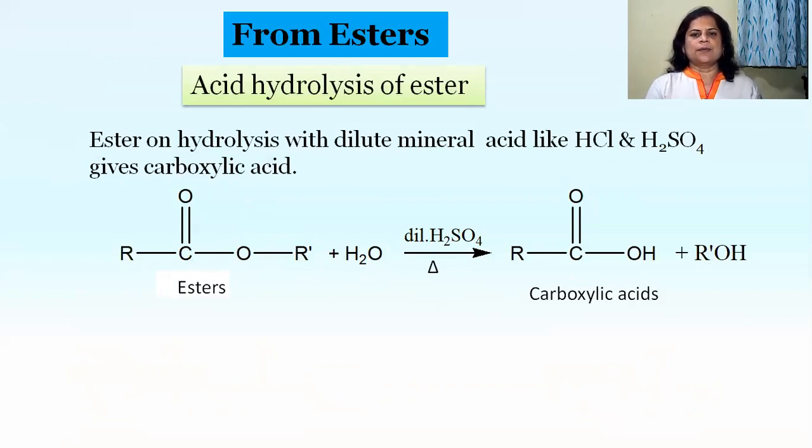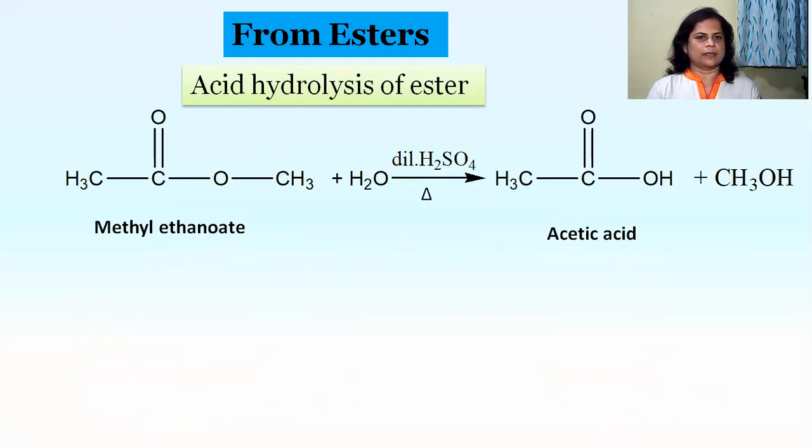Example for that reaction: methyl ethanoate, CH3 C double bond O, OCH3. Here the methyl ethanoate contains 3 carbons, CH3 C double bond O, and one from the methyl group. But the product contains 2 carbon atoms, meaning one side of the ester is removed in the form of alcohol, as an alkoxy group. That CH3O group takes one H, and methyl alcohol is formed. So this is the conversion of methyl ethanoate to acetic acid.